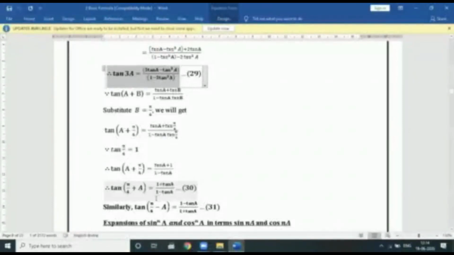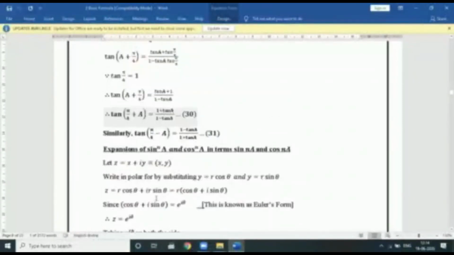Okay, so these are the basic important formulae. And the next topic is the expansion of sine raised to n and cos raised to n. For example, the sine square formula, cos square formula, sine cube formula, and cos cube formula, we have already discussed earlier. But you may want to expand sine raised to 4, cos raised to 4, sine raised to 5, cos raised to 5 for integration purposes.